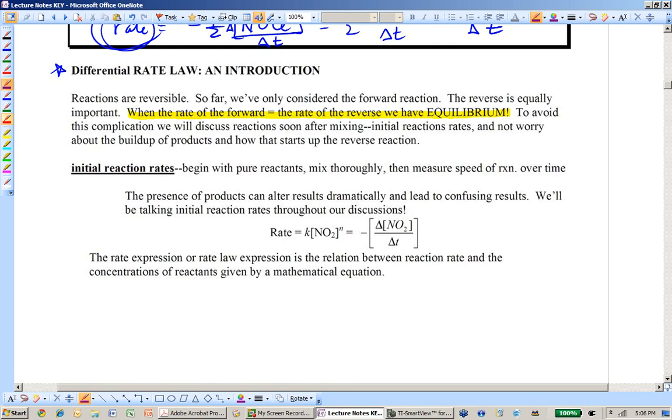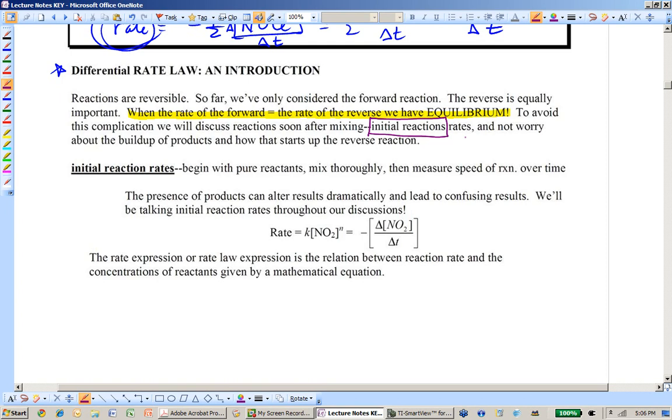So to avoid this complication, and you're going to be so happy about this, we discuss reactions soon after mixing and talk only about initial, right out of the starting block, reaction rates. So we don't worry about how messy it gets with the buildup of products and all of that. You get to do that later in college, like about the time you're a junior in college. So no worries, this is going to be a breeze.